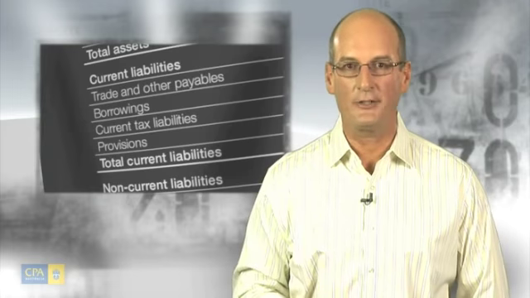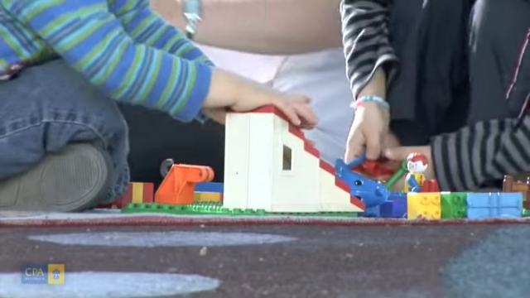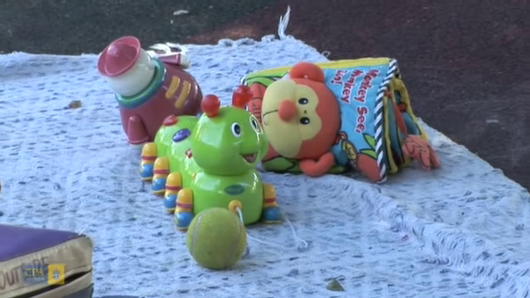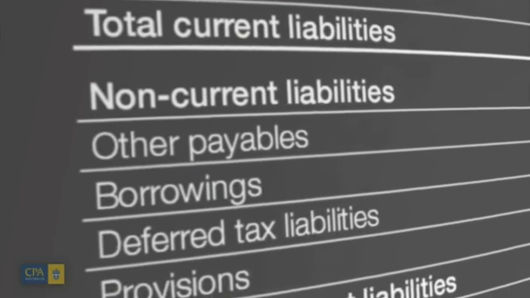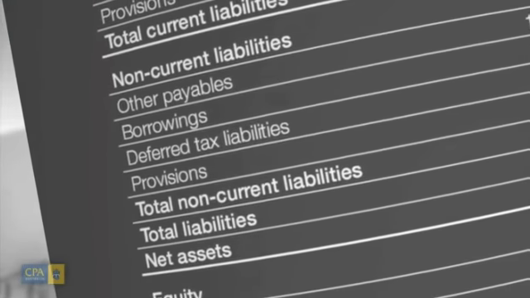For ABC Learning, current liabilities included things like money owed to the business's regular suppliers. For example, money owed to businesses that supplied ABC Learning's childcare centres with children's books and toys. On the other hand, non-current liabilities are expected to be repaid over a period of more than 12 months. They included things like ABC Learning's significant long-term debt used to buy childcare centres to expand the business.